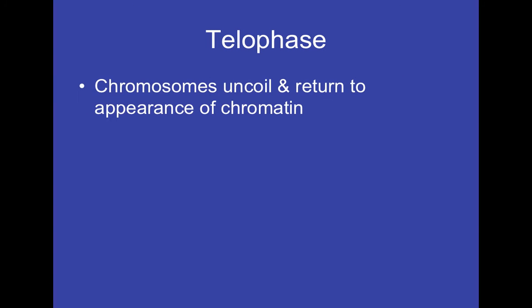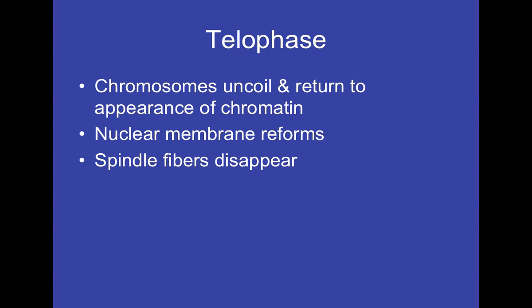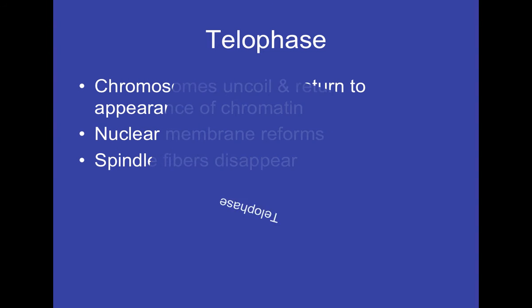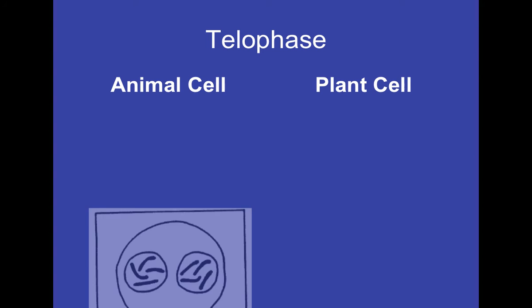In telophase, the chromosomes uncoil and return to the appearance of chromatin. The nuclear membrane actually reforms, and the spindle fibers disappear. So this is kind of what we would see with the pictures.